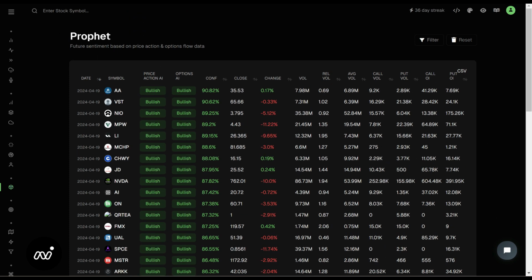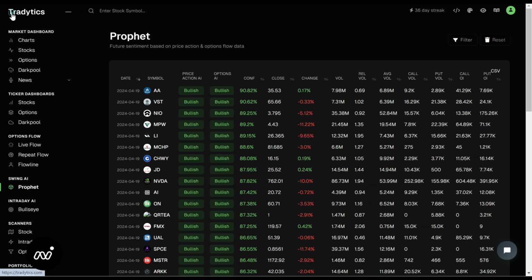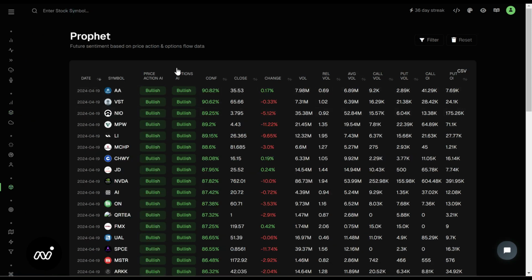The first thing we're going to take a look at here is profit. We come to our menu button here, we click profit. It literally says swing AI right there. Now from here, you're going to get a lot of information that's very simple and easy to digest.